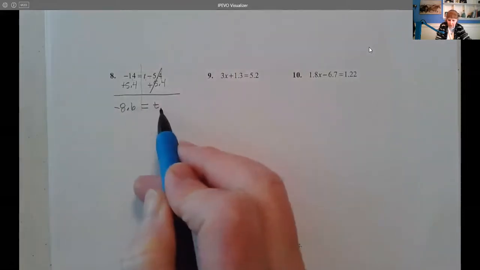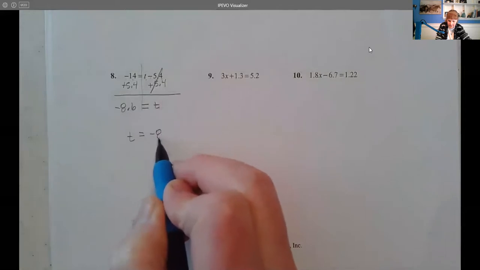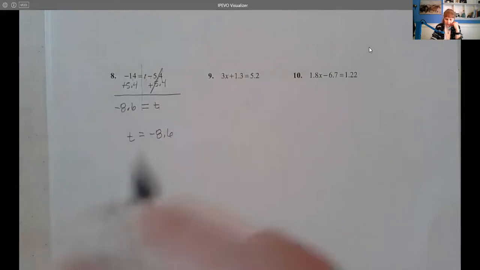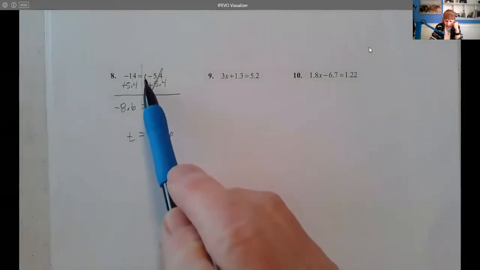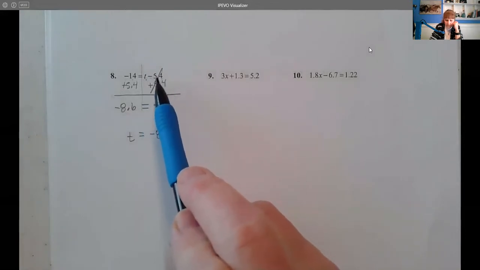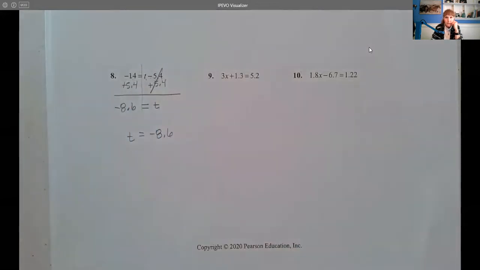Now here you can put the t here, you can swap sides. So that's kind of nice. You can do that, you're going to swap them both. So if you were to take a negative 8.6 and subtract 5.4, you're going to get a negative 14.